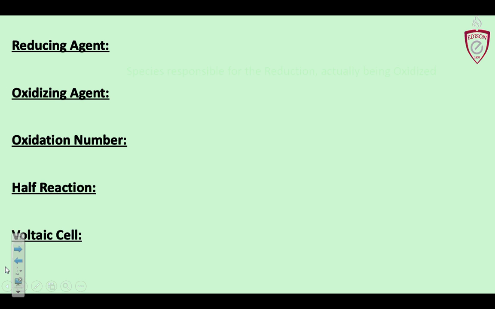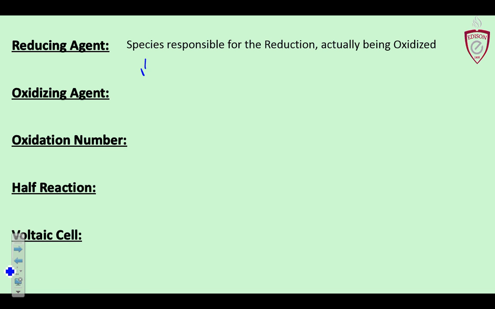All right, so first off, reducing agent. This is the species responsible for the reduction, actually being oxidized. And when you say species, we mean element. Well, it's just the way we say it. So it's the thing in the chemical equation that is responsible for the reduction. And those are generally some sort of elements.